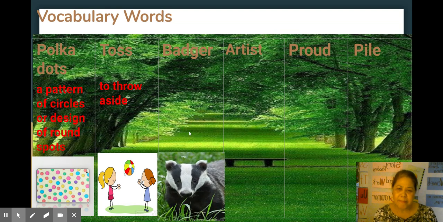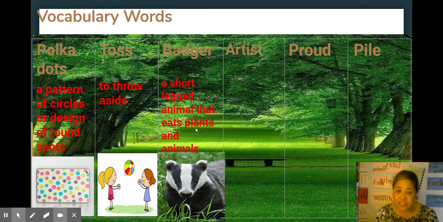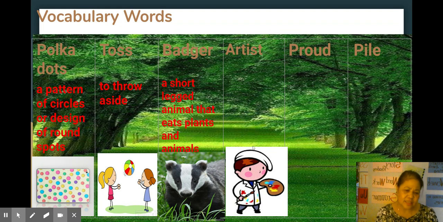Next, badger. This is the first time I saw this kind of animal, boys and girls. A badger is a short-legged animal that eats plants and animals. This is an animal that eats both plants and animals. That is, they are omnivore. Okay, how about an artist? An artist is a person who likes to draw or paint.